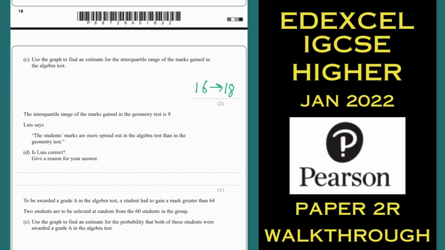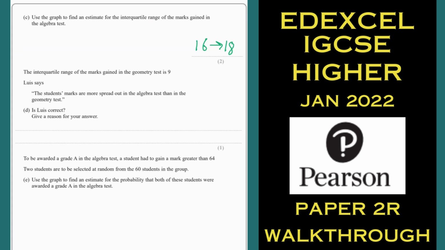Why not do some words? So in the wordy bit, the IQR is 9. We've just found the IQR. Well, I got 16. Is he correct? He is absolutely correct. And you need to write a sentence. I'll just write, because the algebra interquartile range is bigger than the geometry interquartile range. That's all you need, nothing fancy.